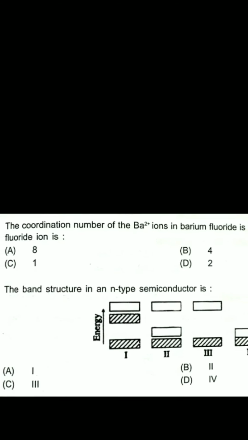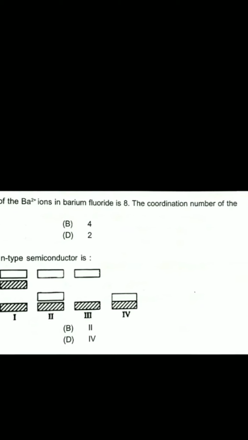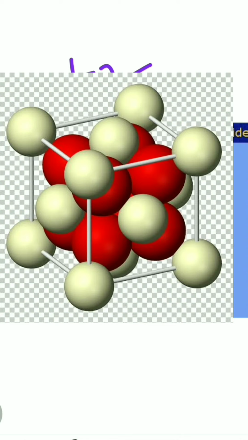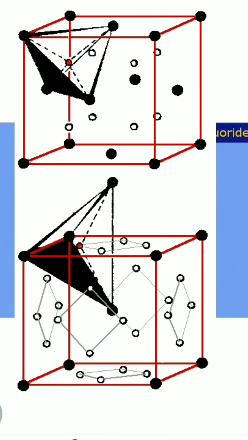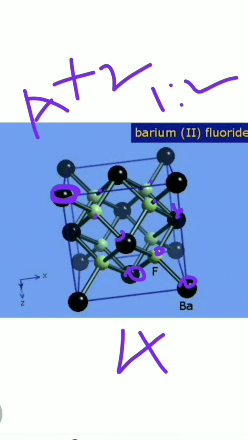Number 9 question. The coordination number of the barium 2 positive ion in barium fluoride is 8. The coordination number of the fluoride ion is? Barium fluoride is an AX2 type salt. In its crystal, barium 2 positive ions are arranged in CCP arrangement. Since there are two tetrahedral sites for each barium 2 positive ion and fluoride ions occupy all the tetrahedral sites, there will be two fluoride ions for each barium 2 positive ion. Thus, each fluoride ion is surrounded by 4 barium 2 positive ions, that is, the coordination number of fluoride is 4.